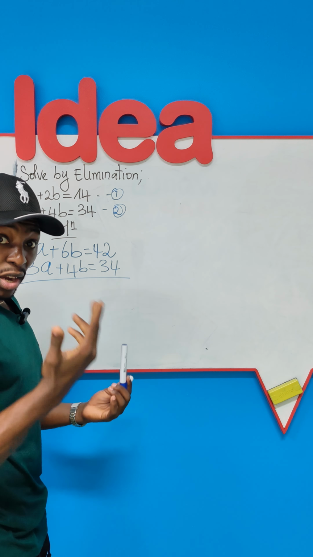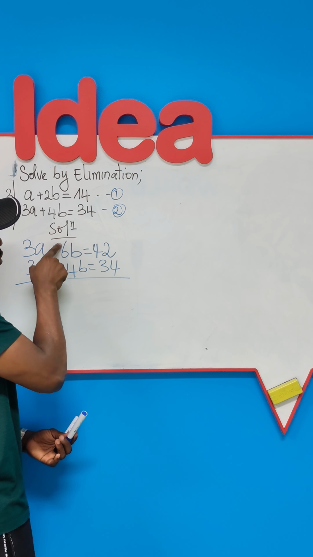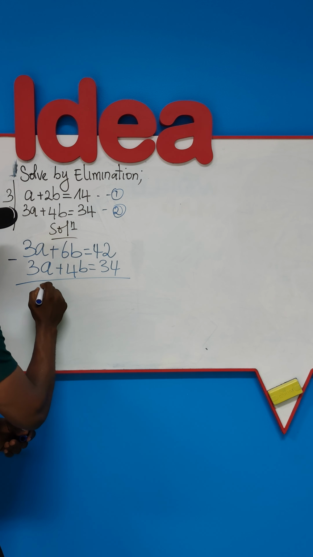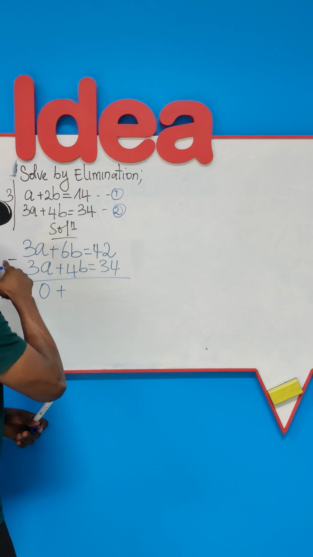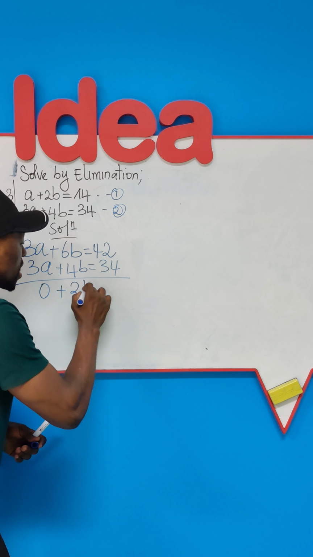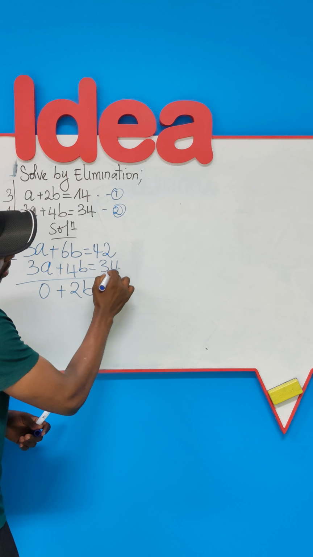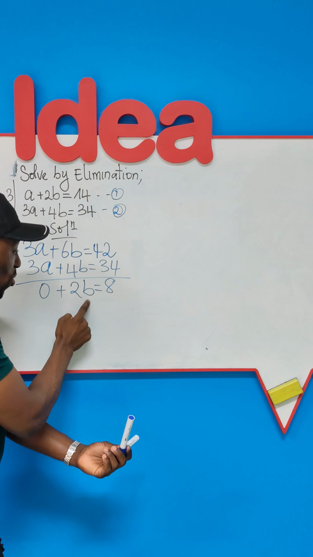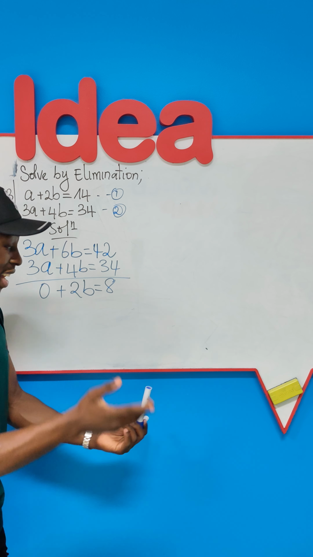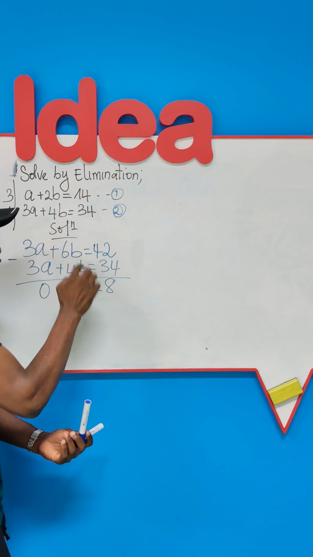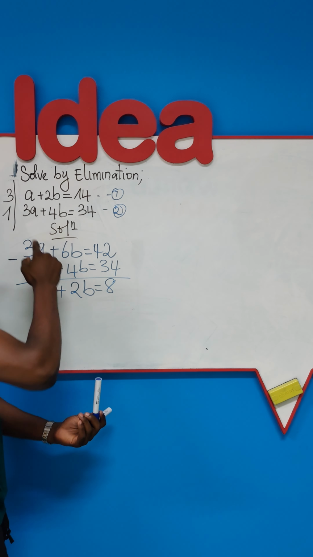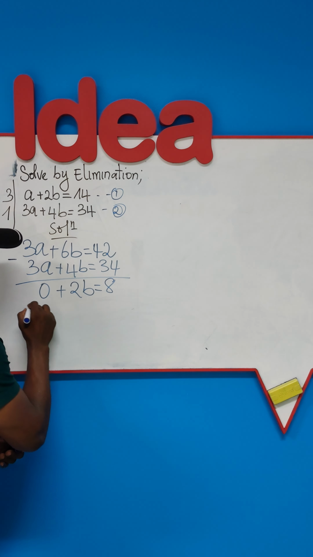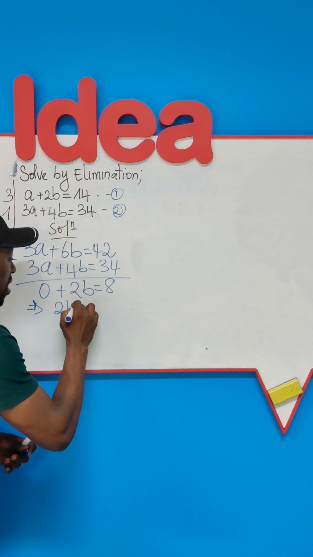For this reason, I can say with boldness that I subtract this equation from this equation, because by so doing, I will have 3a minus 3a, which is 0, and then 6b minus 4b, which is 2b, and then equals 42 minus 34, which is 8. Yeah, bingo! In this equation now we no longer have a. Now we have just an equation that has b, so we have successfully eliminated a, and this is the elimination method in progress. So in conclusion, I have the equation 2b equals 8.